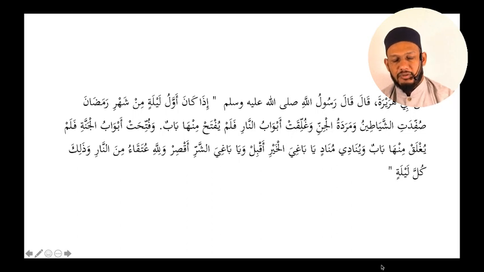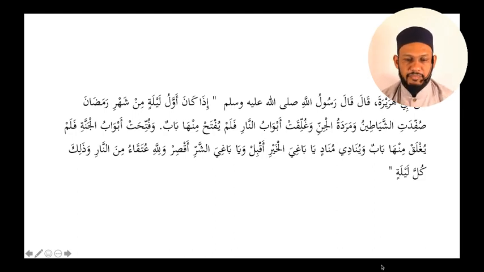narrated by Imam Tirmidhi, rahimahullah, from Abu Hurairah, radiyallahu anhu. The Messenger of Allah ﷺ said: When it is the first night of the month of Ramadan, the shayateen and the evil jinn are put on lockdown, are tied up, are restrained.